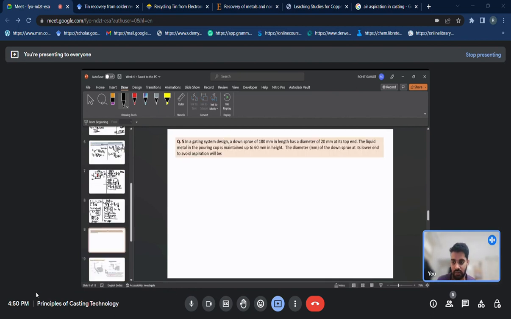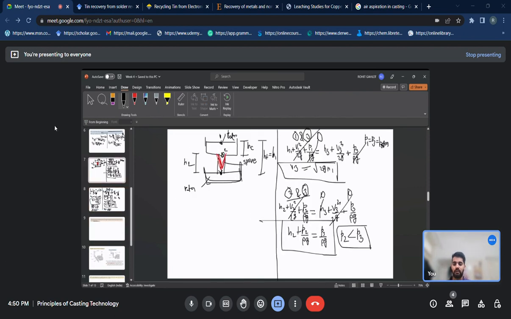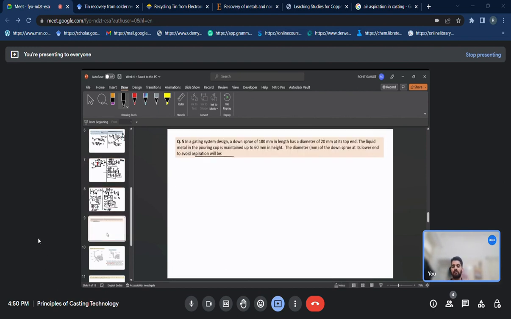Okay, then we will move to this problem again, on avoiding the air aspiration effect. In a gating system design, a down sprue of 180 mm in length has a diameter of 20 mm at its top, and the liquid metal in the pouring cup is maintained up to 60 mm in height. The diameter of the down sprue at its lower end to avoid the aspiration effect will be? Please try to solve this, as we have already covered what this effect is and how to prevent it. So please try this.